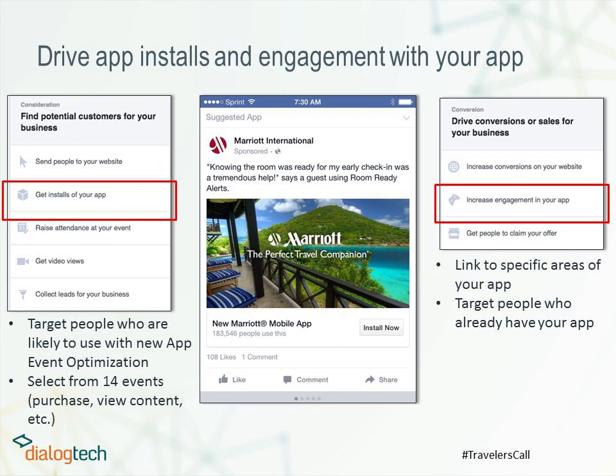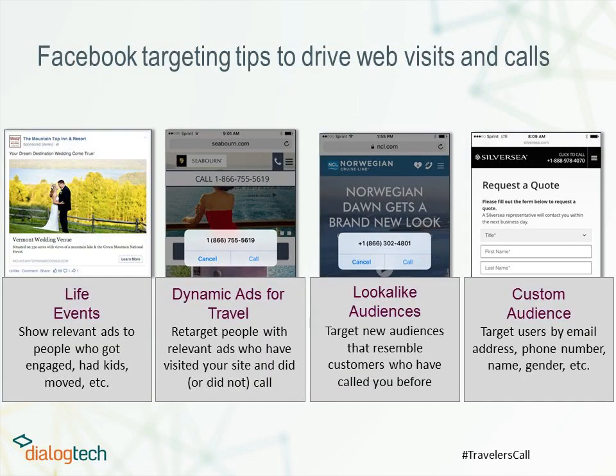And they also have app engagement ads, as you can see on the right, where you can actually link directly into your app. So if somebody already has your app installed, you can target those people and link into that app with relevant ads. So a book now, for example, call to action for a specific property or vacation package or offer can go directly to that page where you can have a call now button to get them to convert by calling.